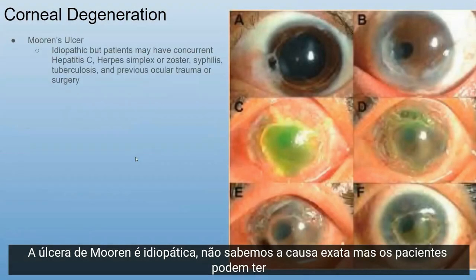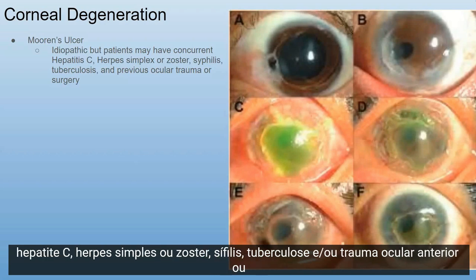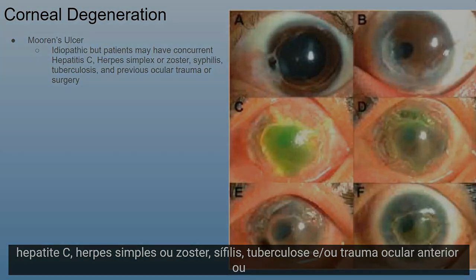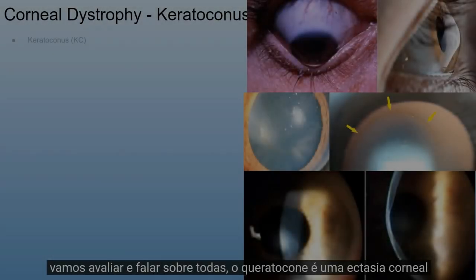Mooren's ulcer is idiopathic. We don't know the exact cause, but patients may have a concurrent hepatitis C, herpes simplex or zoster, syphilis, tuberculosis, and or previous ocular trauma or surgery. Go through and actually talk about these.